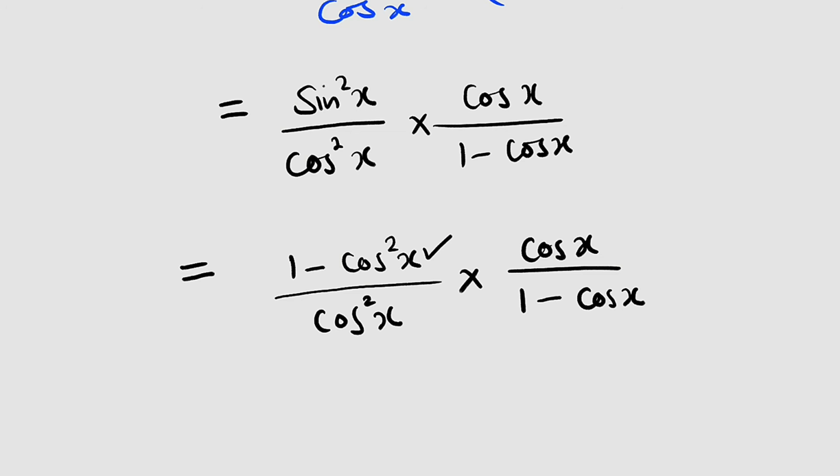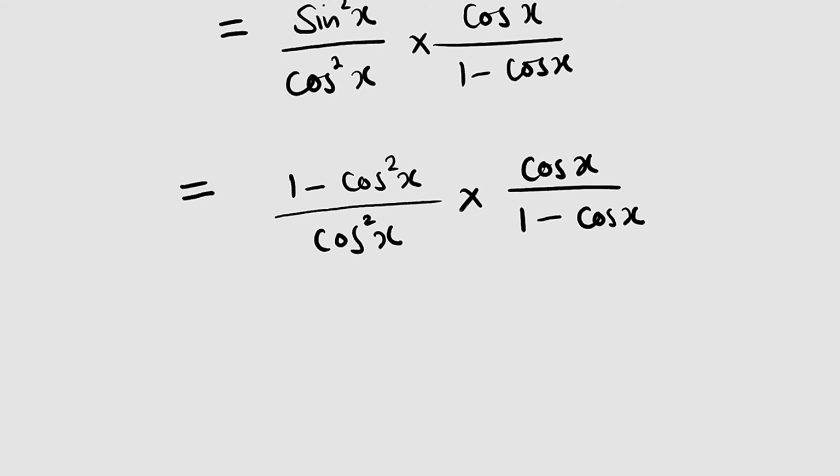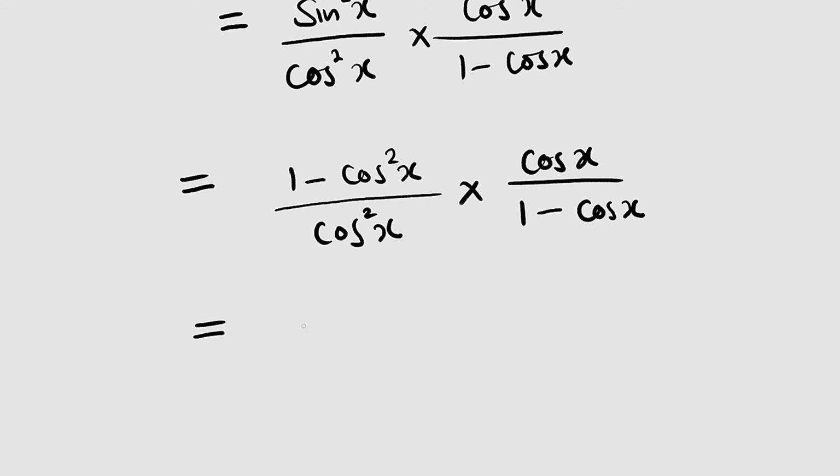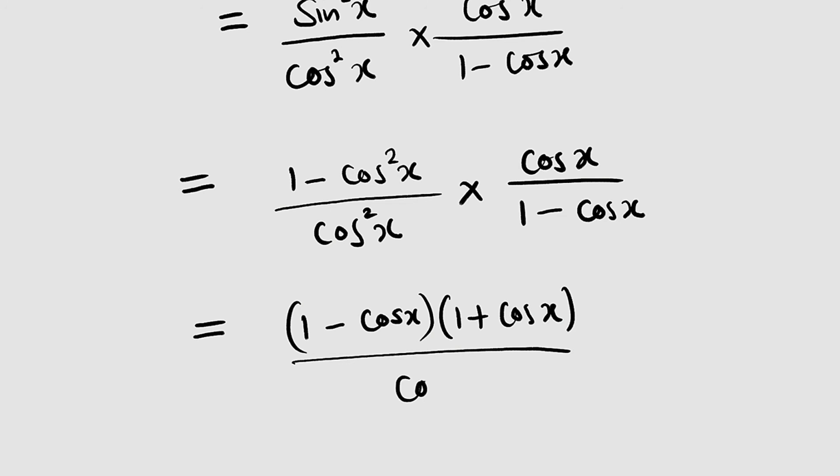This is a difference of two squares, right? Because 1 can be expressed as 1 squared. So let us write it as 1 minus cos x multiplied by 1 plus cos x, difference of two squares, divided by cos squared x, then multiplied by cos x, divided by 1 minus cos x.